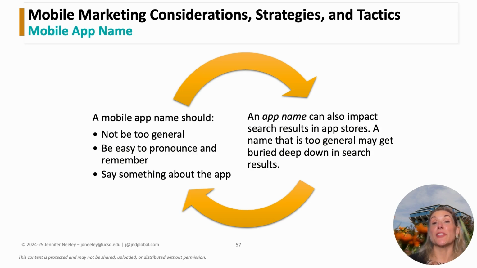An app's name impacts search results and discoverability. A name should not be too generic, should be easy to pronounce and remember, and should convey something relevant about the app. An effective app name enhances brand recognition and searchability within app stores.